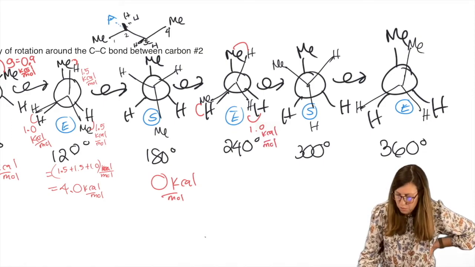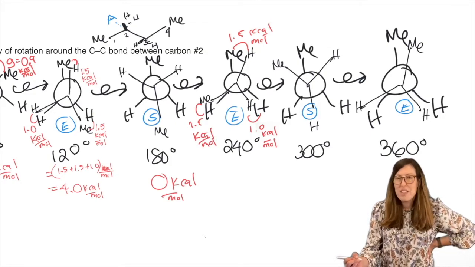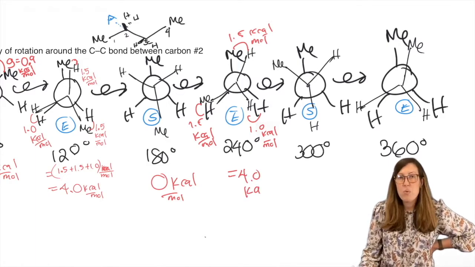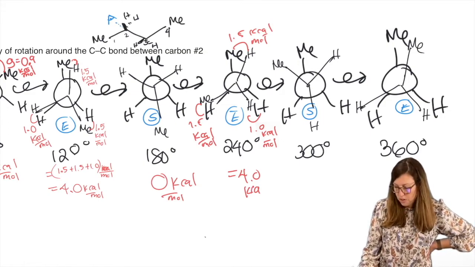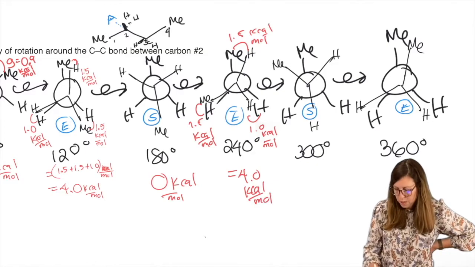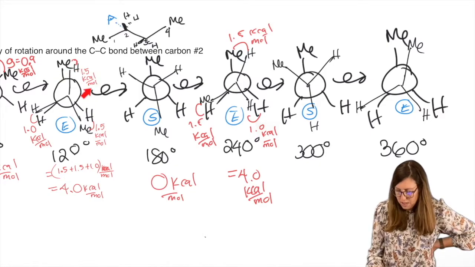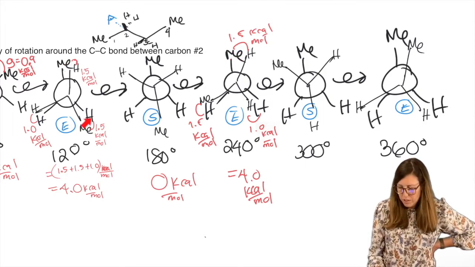Methyl eclipsed with H was 1.5. We just did this. 1.5 kcals per mole. 1.5 plus 1.5 plus 1.0 is 4. We saw it just before. So in other words, the 120 degree dihedral angle is equivalent to the 240 dihedral angle in this case, because notice this is the same as this. It's just a mirror image right here, right? They're worth the same energetically. Methyl H eclipse, methyl H eclipse. Methyl H eclipse, methyl H eclipse.